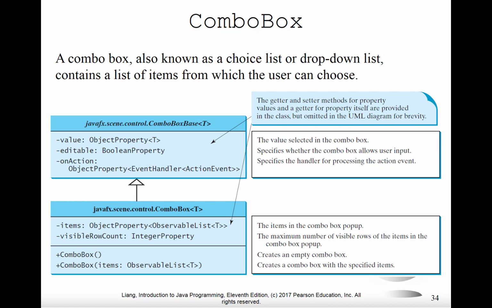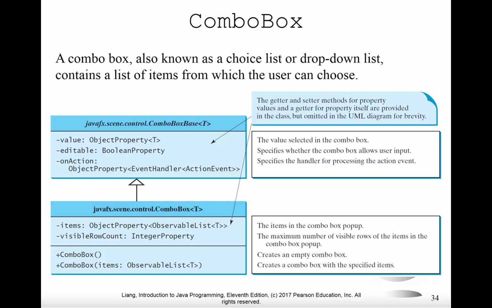No doubt you're familiar with using this, although you might not recognize the name. You probably have thought of this as a drop-down menu or a pull-down list or something like that. But in JavaFX, we call this a combo box. As usual, we have the UML diagram here for you to study through during your study time.